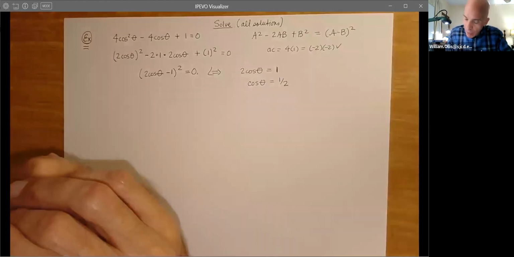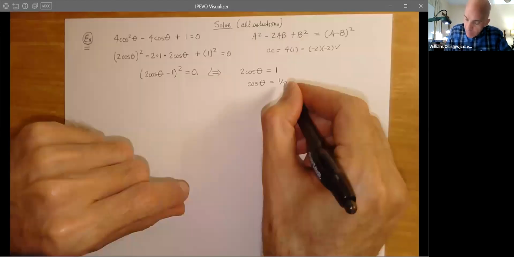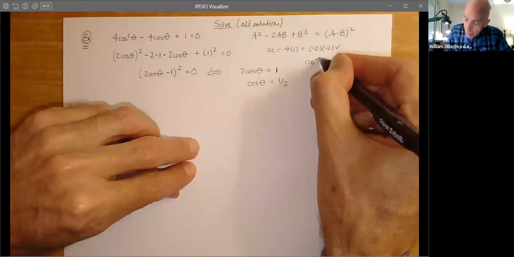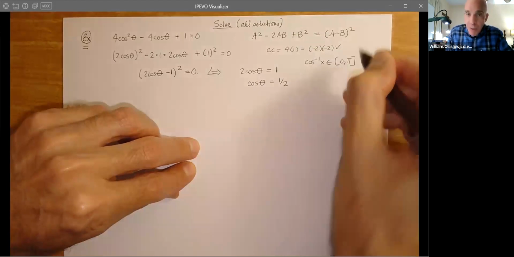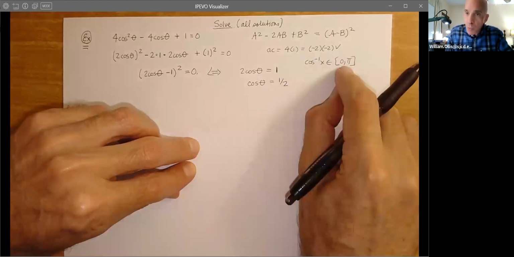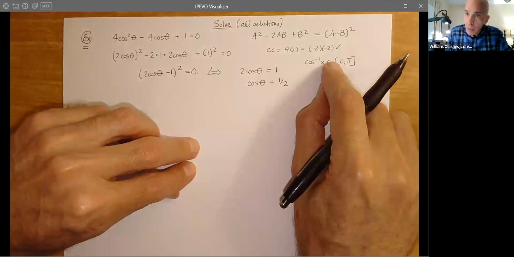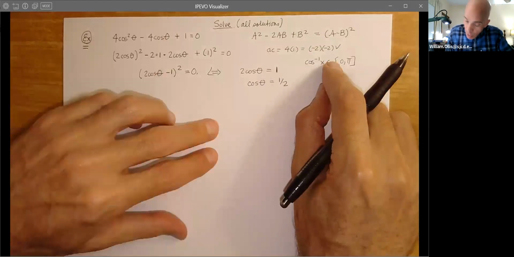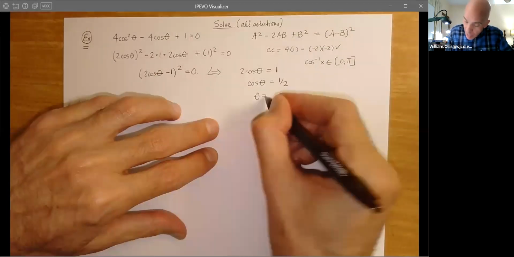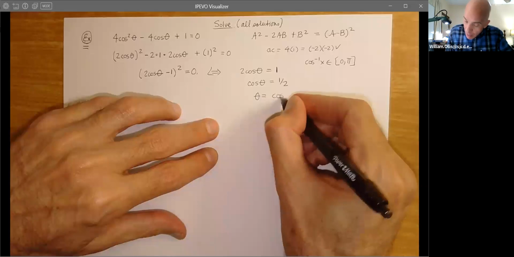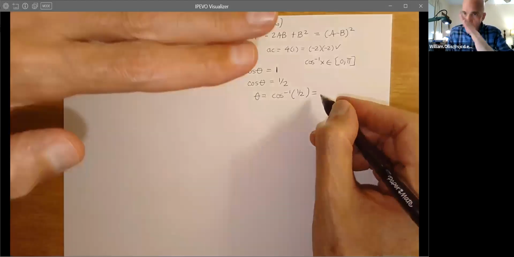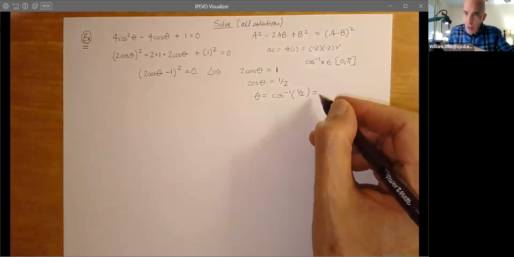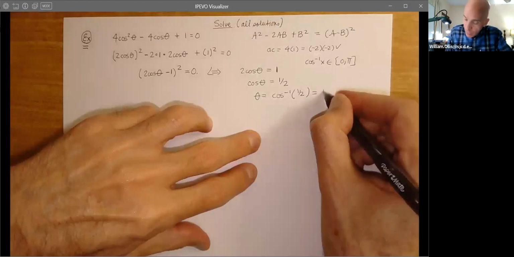Now again, we know that the inverse cosine lives between 0 and pi. Since this is positive, we know that this will be between 0 and pi over 2, necessarily. So we have theta equals inverse cosine of 1/2. Well, that's fine. That's just the 60-degree angle, so to speak, as we move along the unit circle to pi over 2, and that just gives us pi over 3.